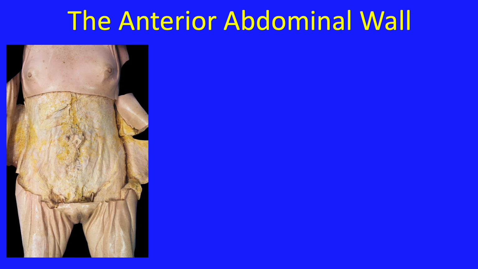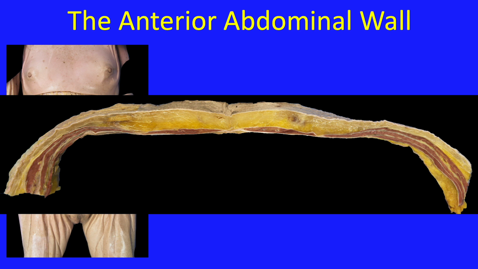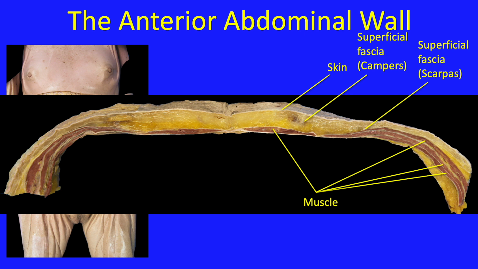One way to truly appreciate the layers of the abdomen is to perform a horizontal section through the abdomen and view the anterior abdominal wall in cross-section, as is being done in this dissection. In this image, the following layers can be more easily made out: skin, superficial fascia of Camper's, superficial fascia of Scarpa's, and yes, we can see several muscle layers, the muscles of the anterior abdominal wall, and we will discuss this now.